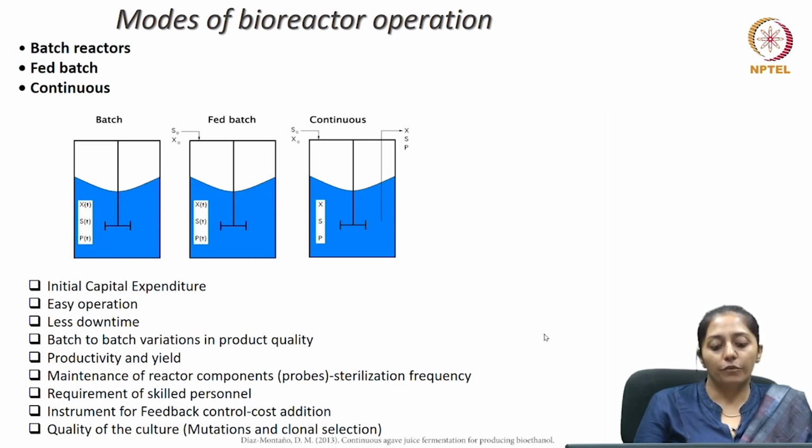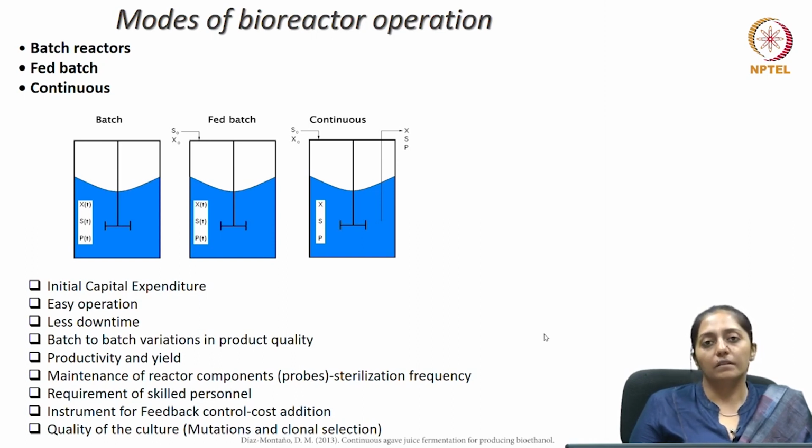Then instrument for feedback control, especially in the open systems like fed batch and continuous. There will be additional requirement of pumps. These pumps will have to be calibrated, and depending on the duration of the fermentation, one has to ensure that the pumps are running in proper conditions. Because of the pump requirements and running, it can be an additional cost to fermentation.